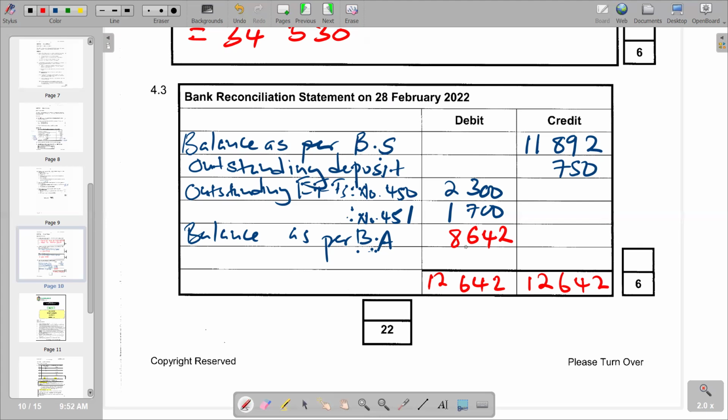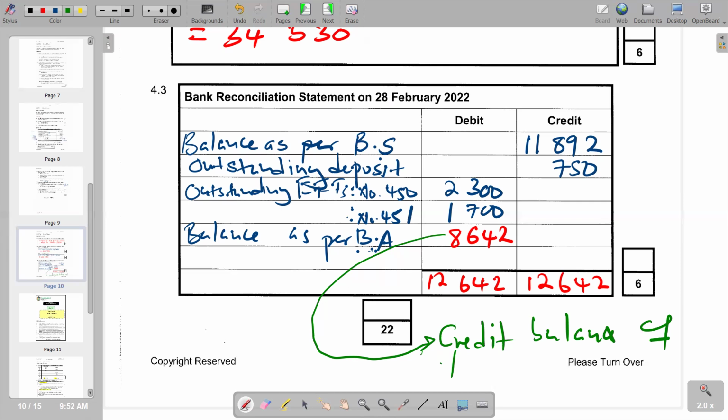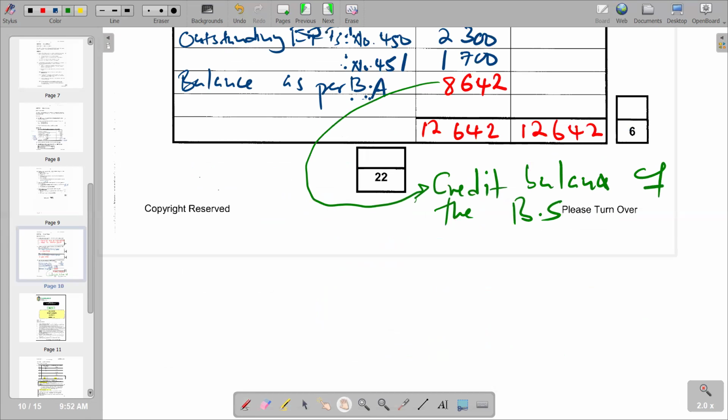We are seeing that it's appearing on the debit side, but the BD obviously would be on the credit side. So this balance that we have here is a credit balance of the bank statement. But if you go now to the bank account, it will be opposite. For the bank account it is a debit balance of the bank account.